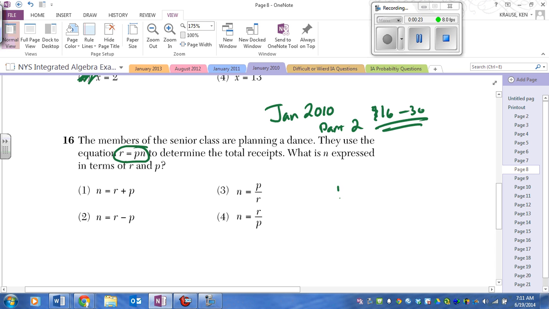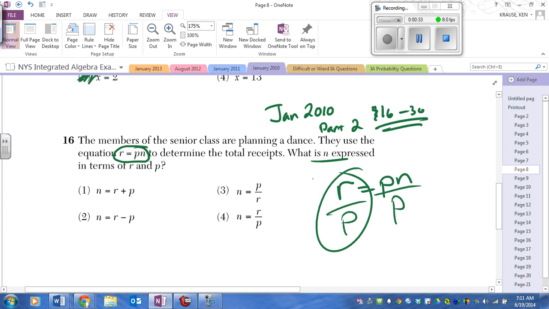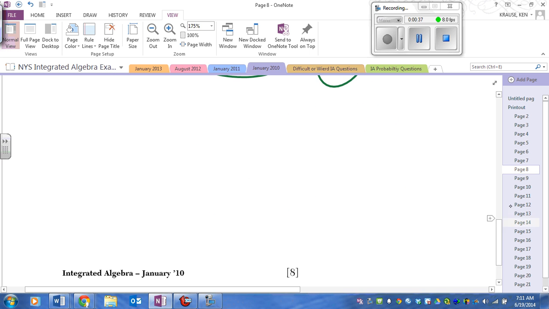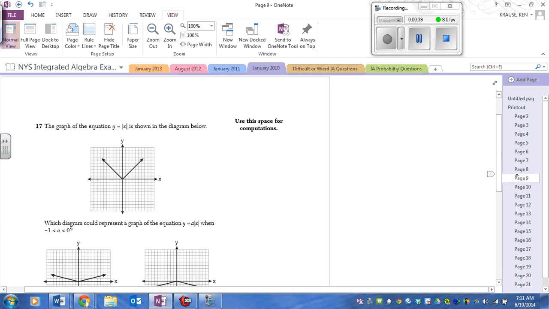Sometimes they get the easiest questions, and then sometimes they get the hardest questions. What is n? So it's going to solve for n, divide by p, divide by p. I mean, you cannot get any easier than that. R over p, choice 4. What a joke. We'll do the test.